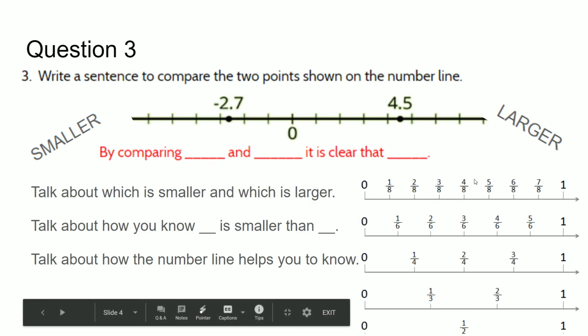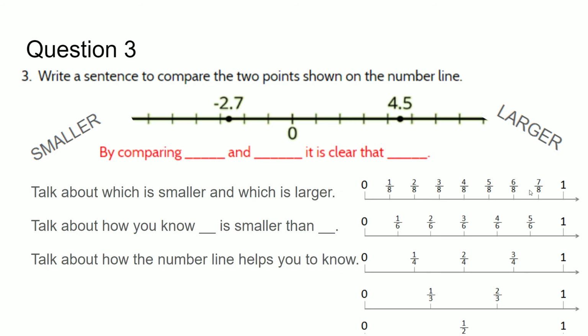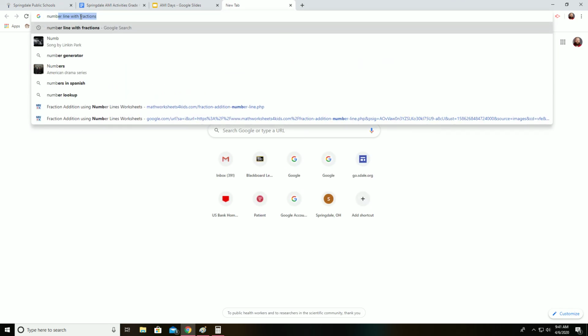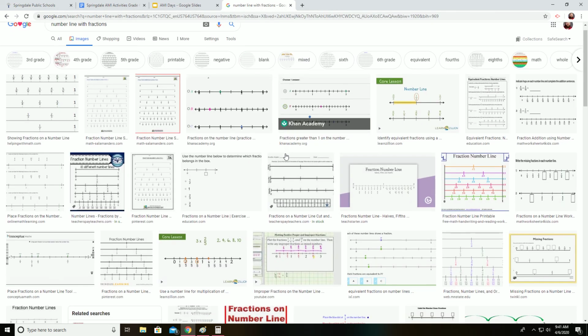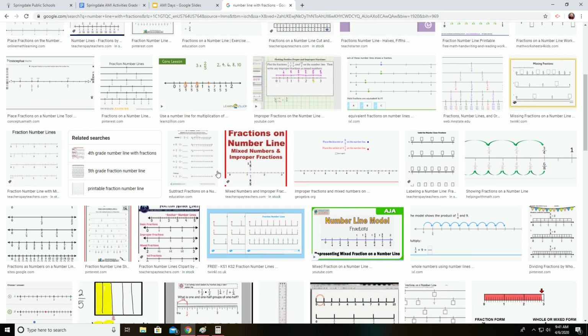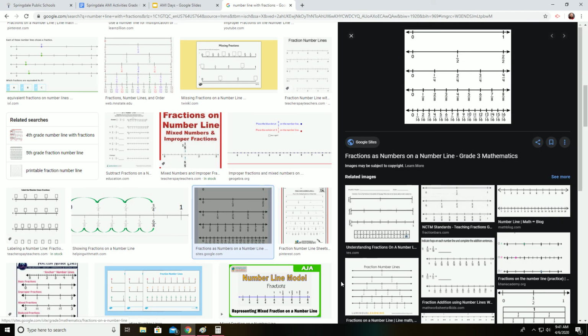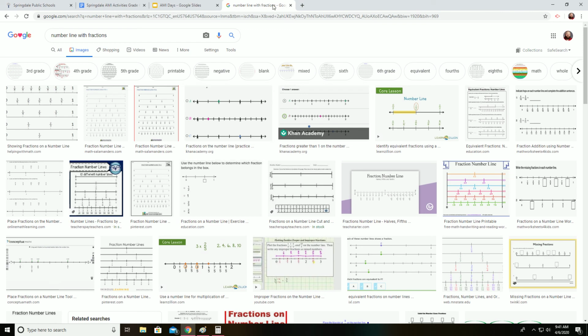And here, I've kept the fraction list from least to greatest on each one of these slides to help you. And if you want to look it up, literally all I did was I went to Google and I typed number line with fractions. And then I hit images and I scrolled down and there it was right there. There's another one. This one even has 16ths on it. There's all kinds of them. Do a Google search. Use the internet to help you out.